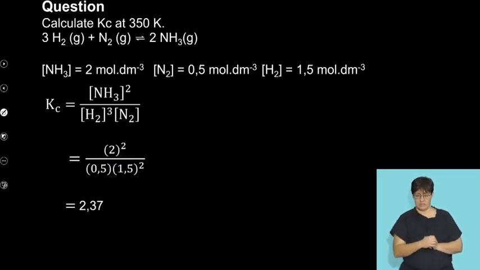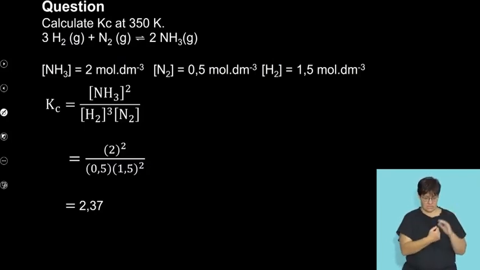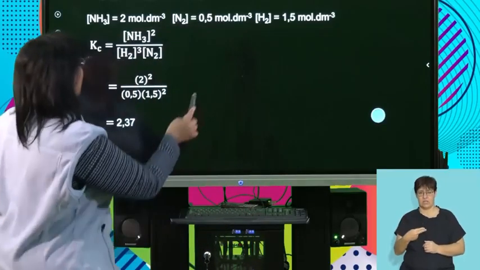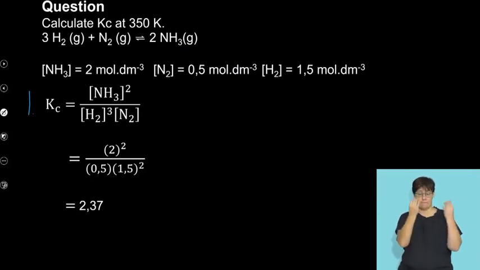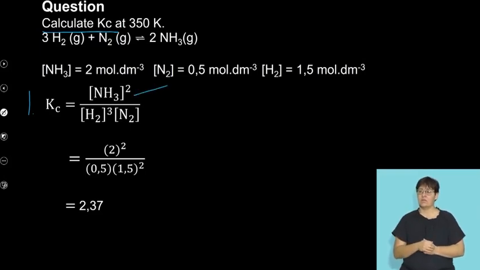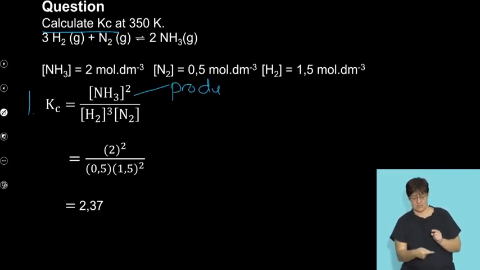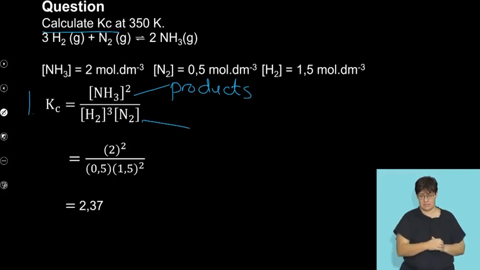We look at it. First thing that we need to do, like with any other calculation, we write down what was given. So we were given the concentrations of the nitrogen, ammonia, and the hydrogen gas. Please make sure that as soon as you have to calculate Kc, the first thing that you must do is to write down a Kc expression. For this one, remember, this is our product, and hydrogen and nitrogen are our reactants.